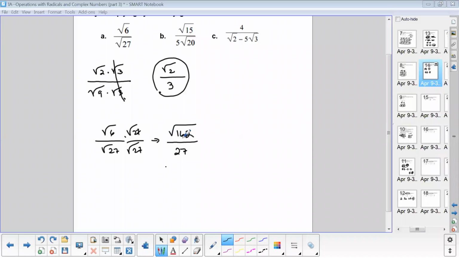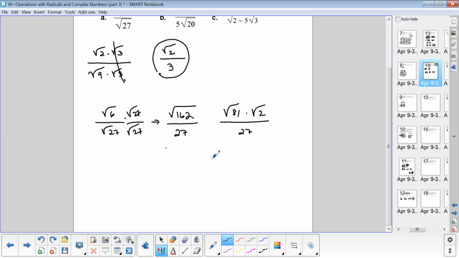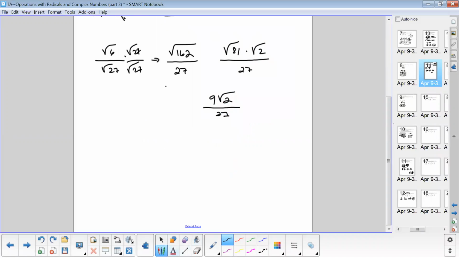So you have the square root of 162 divided by 27. Well, the square root of 162 would be the square root of 81 times the square root of 2, all divided by 27. And the square root of 81 is 9. So 9 square roots of 2 divided by 27. And what you're trying to do is just figure out how to simplify 9/27. So 9/27 will simplify to 1/3.